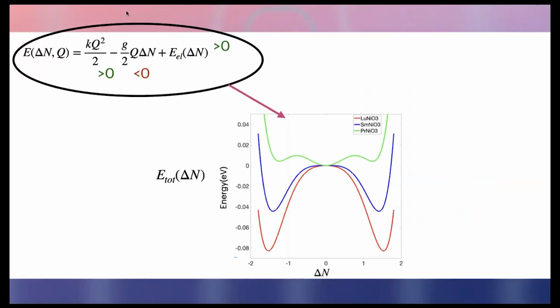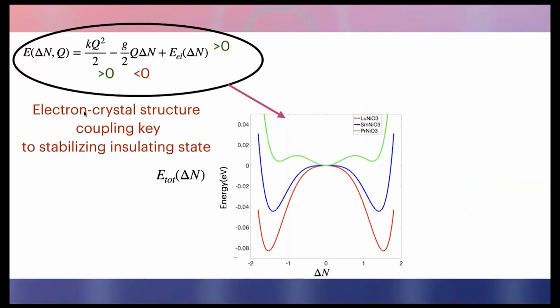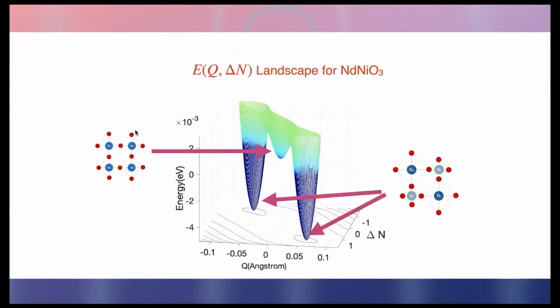So what really leads to the full symmetry broken state is this term here. So this term is actually always negative. And this tells you that the electron crystal structure coupling is really key to stabilizing the insulating state. Now, it's not like correlations don't matter. The electronic energy here, if I was to just do DFT, would be much more strongly positive and you would just not get an insulating state. So the DMFT calculation does lower these branches, but this is the main driver to stabilizing the insulating state.